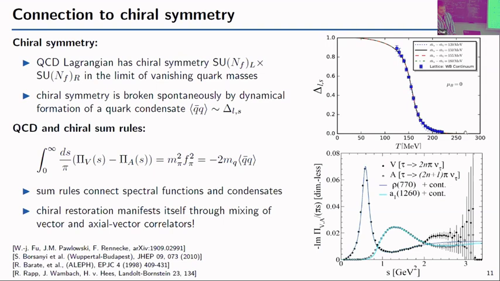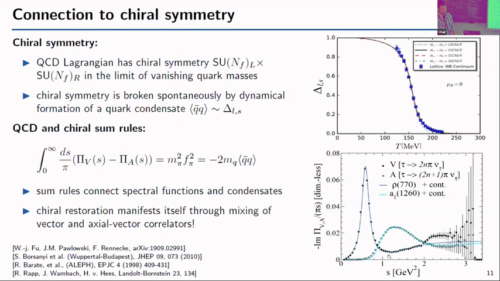And this has direct consequences also on the vector meson and axial vector meson spectral functions, which you can see, for example, by looking at the sum rules, so QCD and chiral sum rules, which in general connect differences of the vector and axial vector channel with condensates. In this case, here the quark condensate. So you see, when the quark condensate vanishes, also the difference between vector and axial vector channel has to vanish.